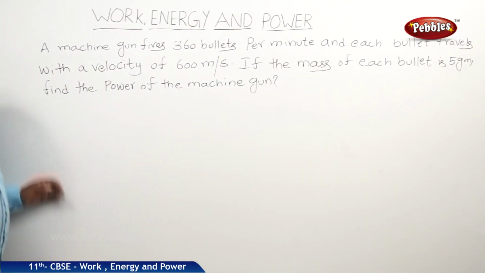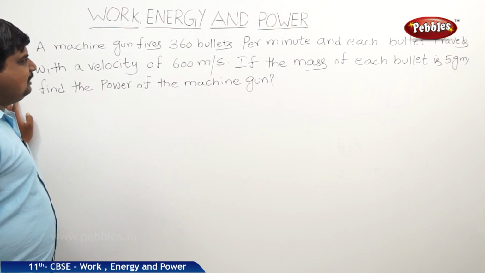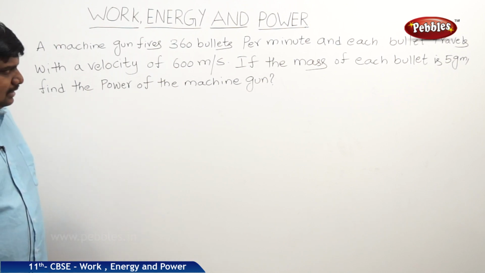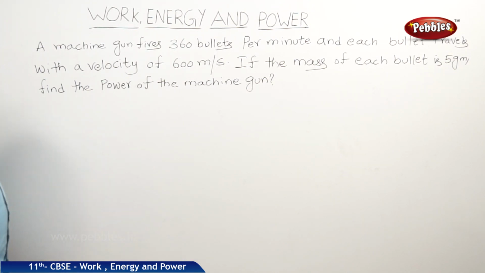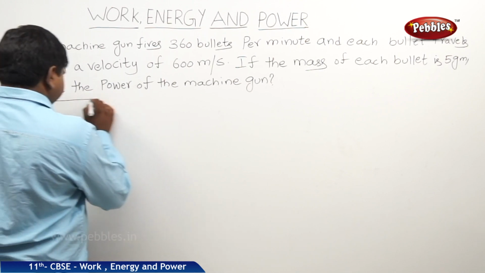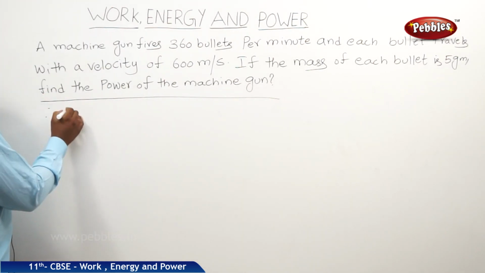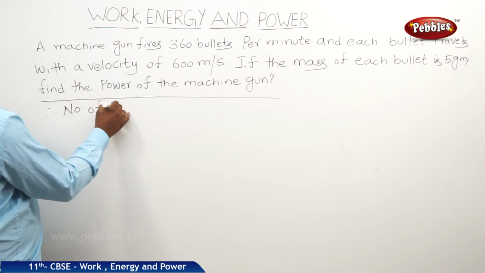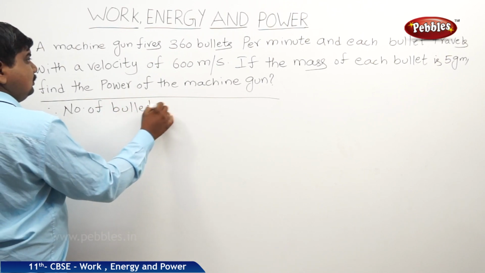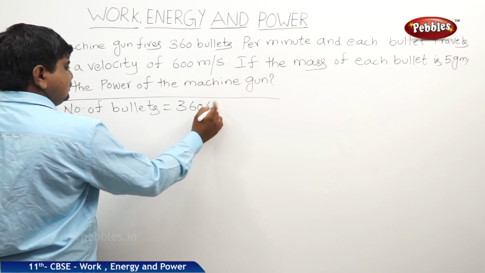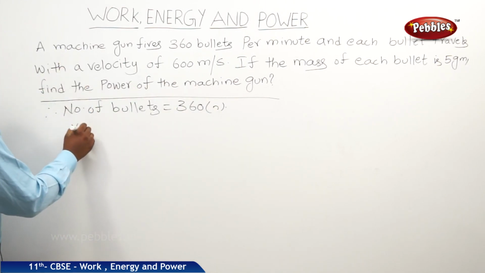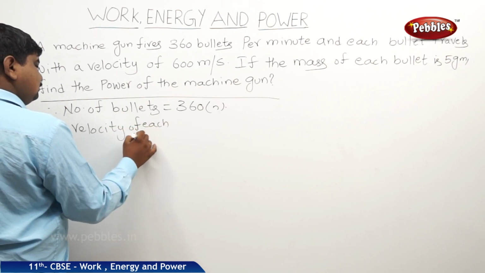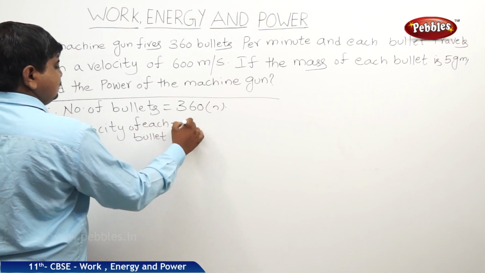Here is a problem based on the concept of power. A machine gun fires 360 bullets per minute and each bullet travels with a velocity of 600 meters per second. If the mass of each bullet is 5 grams, find the power of the machine gun. Therefore, number of bullets is equal to 360. This is said to be n. Velocity of each bullet is 600 meters per second.